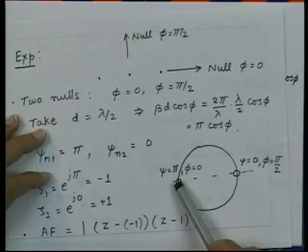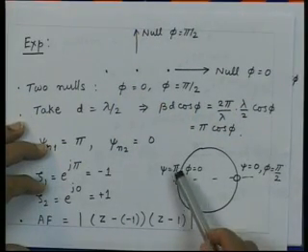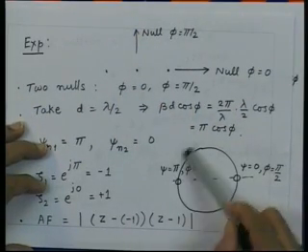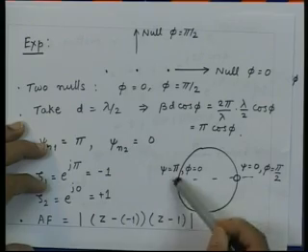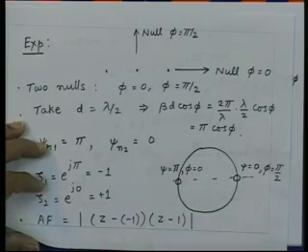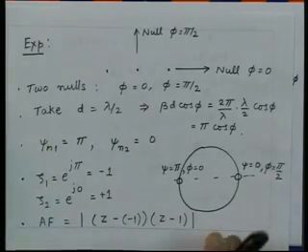If we did not want null to come in this direction, then we could have taken the spacing between the elements smaller than lambda by 2, and then this point will not correspond to phi equal to 0 and pi, the visible range will get shortened and the 2 points will not coincide, and then we can make sure that only one null exists in the radiation pattern.